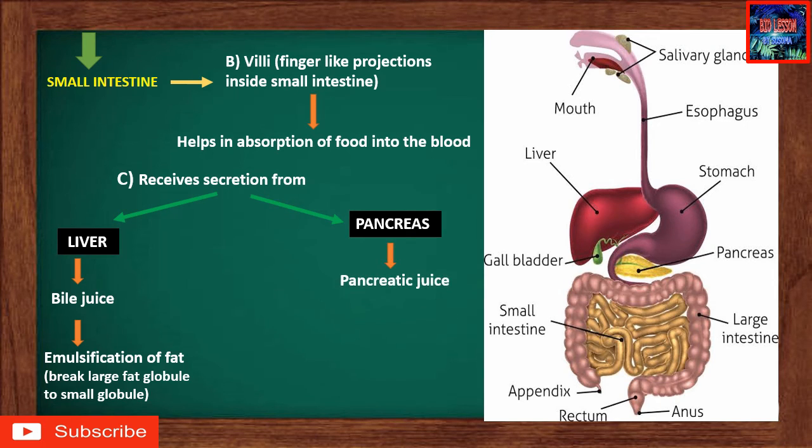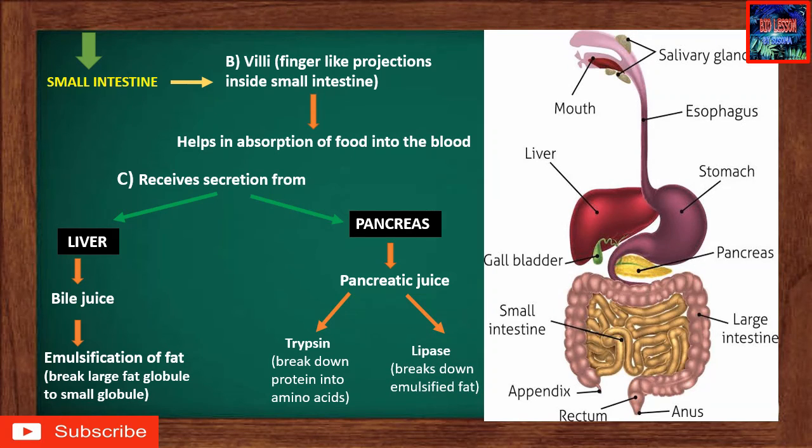The pancreas contains pancreatic juice. The pancreatic juice has two enzymes: trypsin, which breaks down the protein into amino acids, and another enzyme, lipase. The lipase breaks down the emulsified fat. So the complete digestion takes place inside the small intestine.